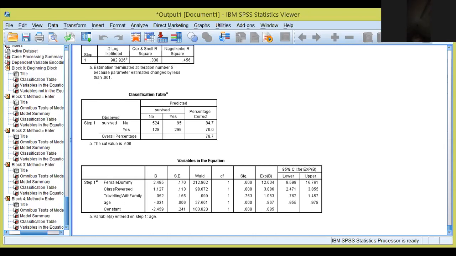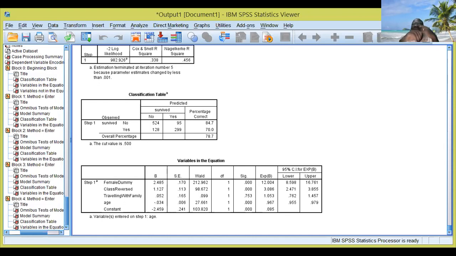Plus error. No, you don't add error in the model. But if you get the equation, pick one participant and put in the values for that person: the sex, the class, and whether that person traveled with family or not. Whatever you get will be the error, the difference between the actual and predicted value.